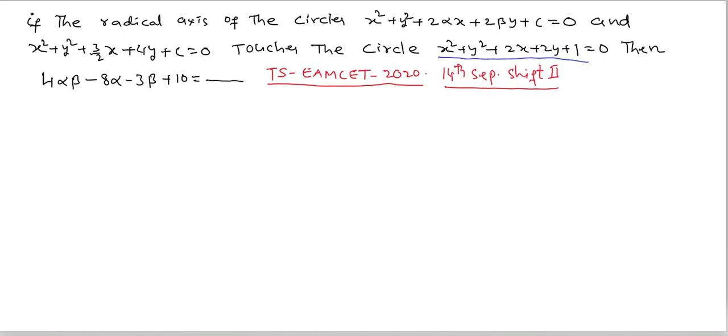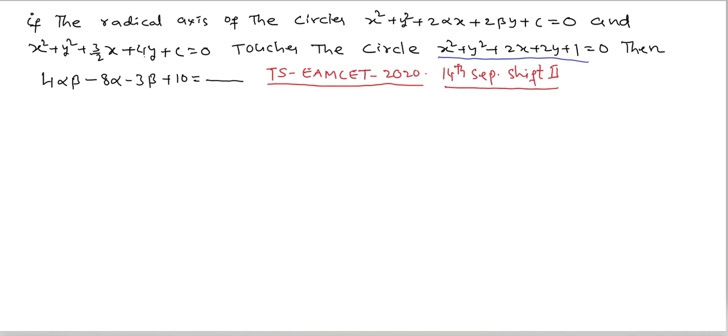The radical axis of the circles x square plus y square plus 2 alpha x plus 2 beta y plus c is equal to 0 and x square plus y square plus 3 by 2 x plus 4y plus c is equal to 0 touches the circle x square plus y square plus 2x plus 2y plus 1 is equal to 0. Then the value of 4 alpha beta minus 8 alpha minus 3 beta plus 10 is equal to dash. This is the 2020, 14th September shift question.